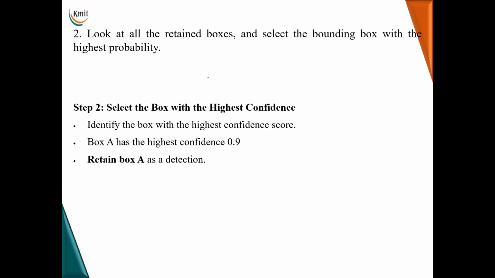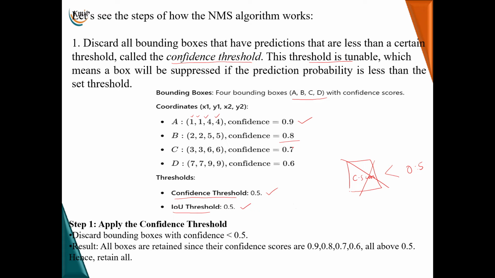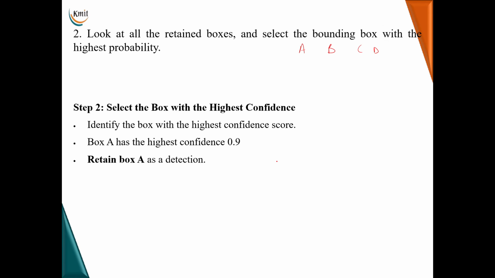Coming to the second step. Now as all the boxes are retained, we will select the bounding box with the highest probability. Among all these A, B, C and D, you can see here the confidence score is highest for A compared to the rest 3. So we will select box A with the highest confidence score as 0.9. That is, we will take box A as our reference bounding box. This is my second step.